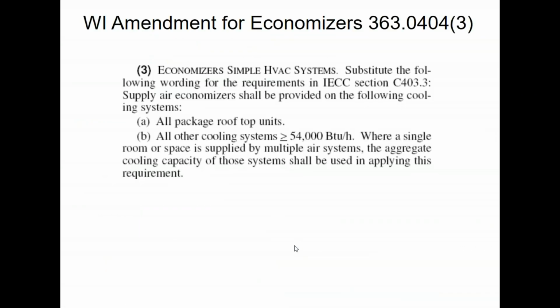For my friends in Wisconsin, you have an amendment. Your amendment is, yes, we're going to use the 54,000 BTU cutoff for all systems, right, split, whatever. However, packaged rooftop units, there is no minimum limit. Every single packaged rooftop, even if you somehow got your hands on a 1-ton rooftop unit, it would have to have an economizer on it. So in Illinois, 5 tons and up. In Wisconsin, all rooftops need to have an economizer.